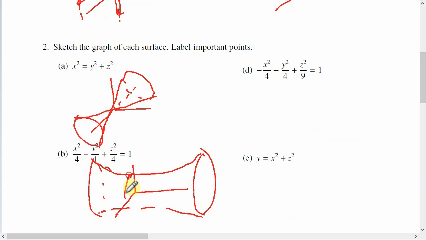And we can label here as it comes through, it's going to cross the z-axis at, that's 2 squared, so that's going to be a 2. And the x-axis is also at 2.